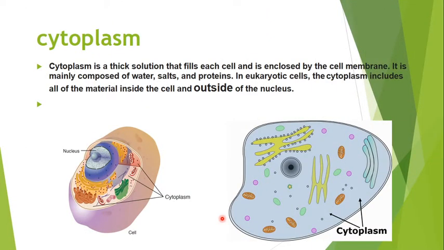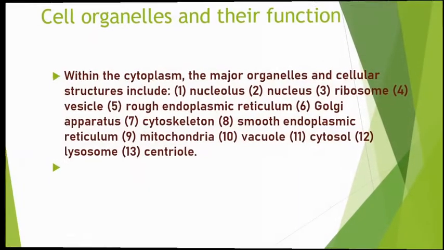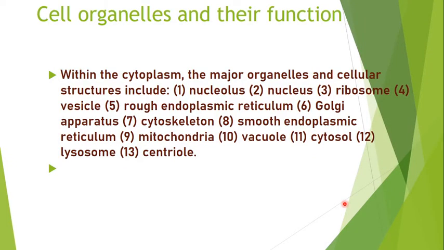Cytoplasm. Cytoplasm is a thick solution that fills each cell. After the cell membrane, then we see this part. It's a thick solution-like part, and this is called cytoplasm. Both the plant cell as well as the animal cell contain the cytoplasm. Then let's study the other organelles of the cell.